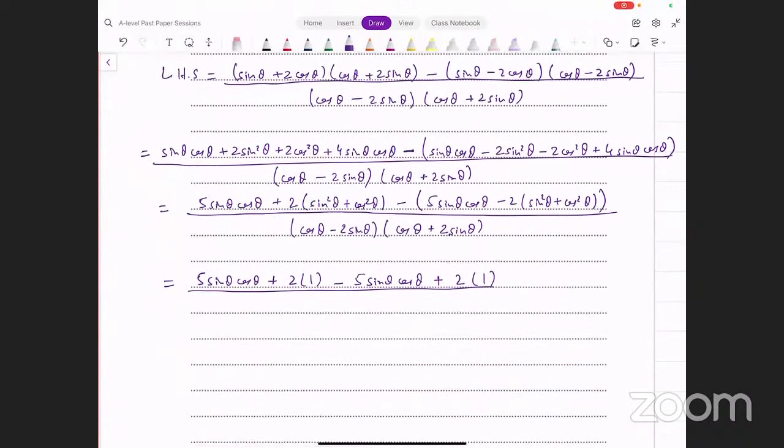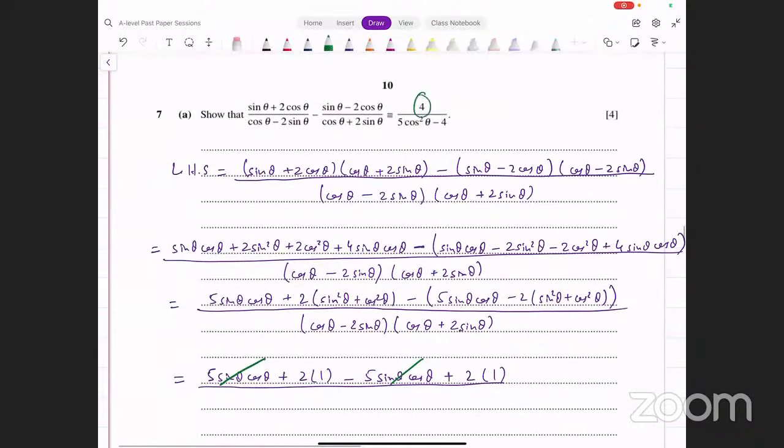अच्छा, अब देख लेते हैं. यहाँ पे cancellation हो रही है. ये cancel हो गया. Numerator में क्या आ गया? हमारे पास 4 आ गया. What do we want at the end? We want 4 in the numerator.